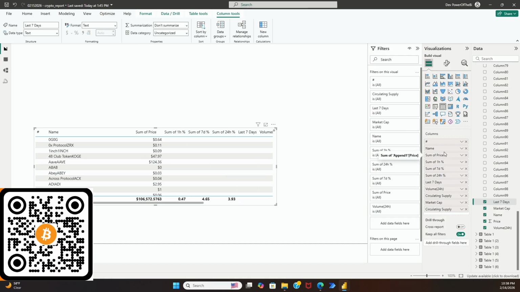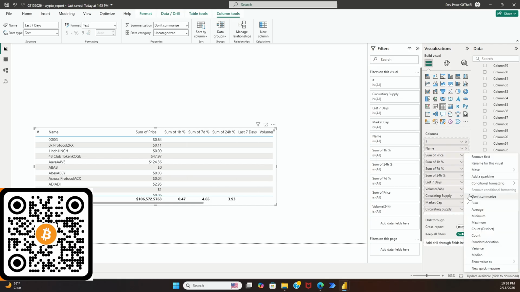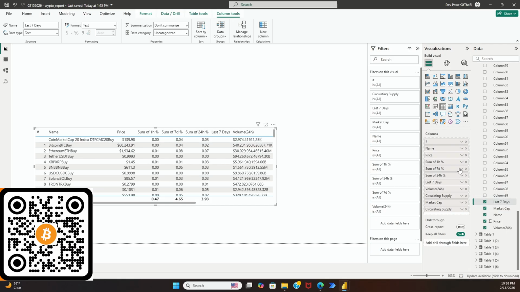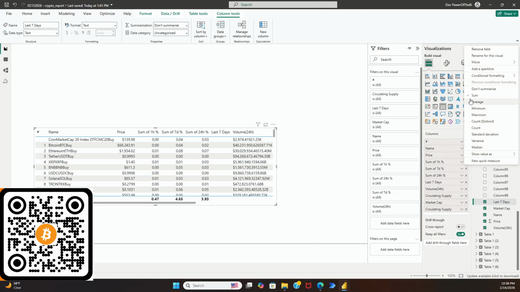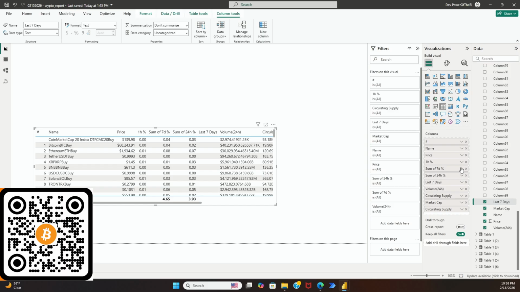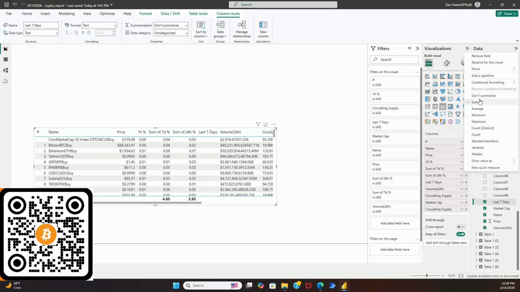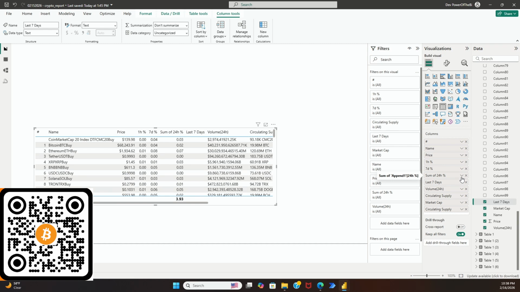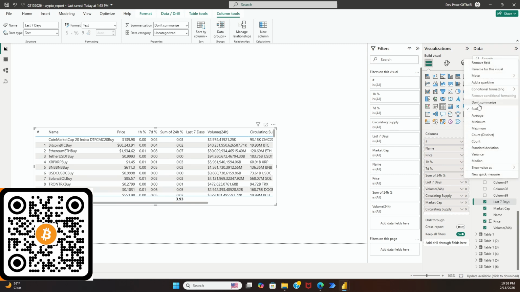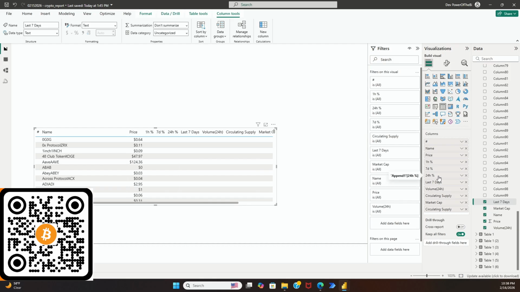So we've got the name, we've got sum of price. We don't want to sum the price, we just want to know what the price is. So we're going to remove that summarization. We've got sum of 1 hour percentage. We're going to remove that. So we're going to remove all the summarizations. We don't want anything adding up. We just want one clean table. We've got 24-hour percentage, last 7 days, volume, circulating supply, market cap, and we've got circulating supply twice. We're going to remove one of those, okay?